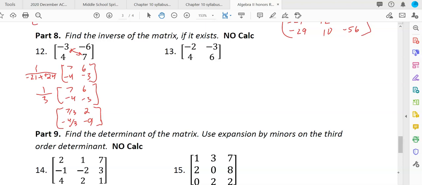Okay, let's find this one. So this is 1 over the determinant, so 1 over negative 12 minus negative 12. That's going to be 1 over 0, which is undefined. There is no inverse. We don't have to keep going.